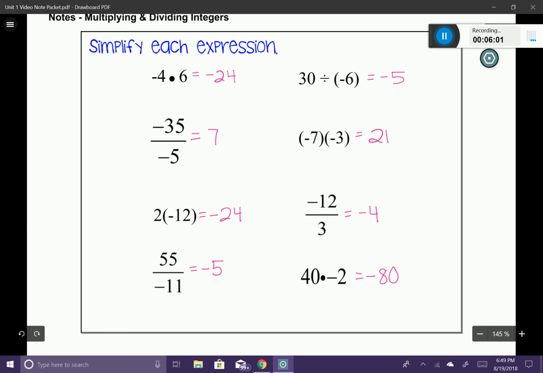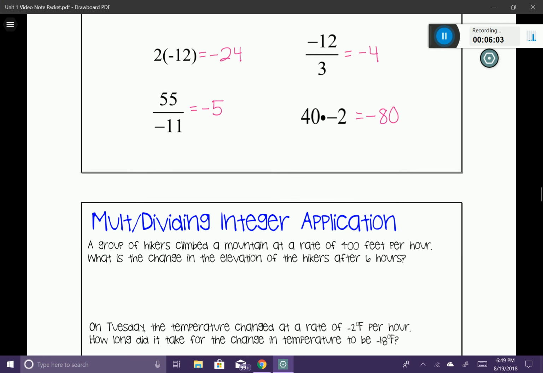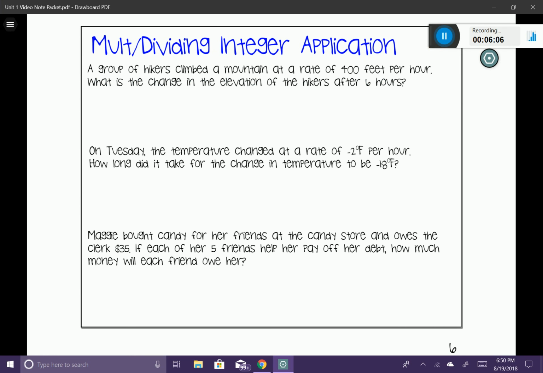All right, now that we've practiced the operations, let's go ahead and do some application problems. Okay, a group of hikers climbed a mountain at a rate of 400 feet per hour. What is the change in the elevation of the hikers after 6 hours? So you can go ahead and draw yourself a little picture if you like, but basically what we have here is just a bunch of people, and they're climbing up a mountain, and the rate is 400 feet per hour. That's how many feet they're walking per every 1 hour. When you see the phrase per hour, that means per every 1 hour.